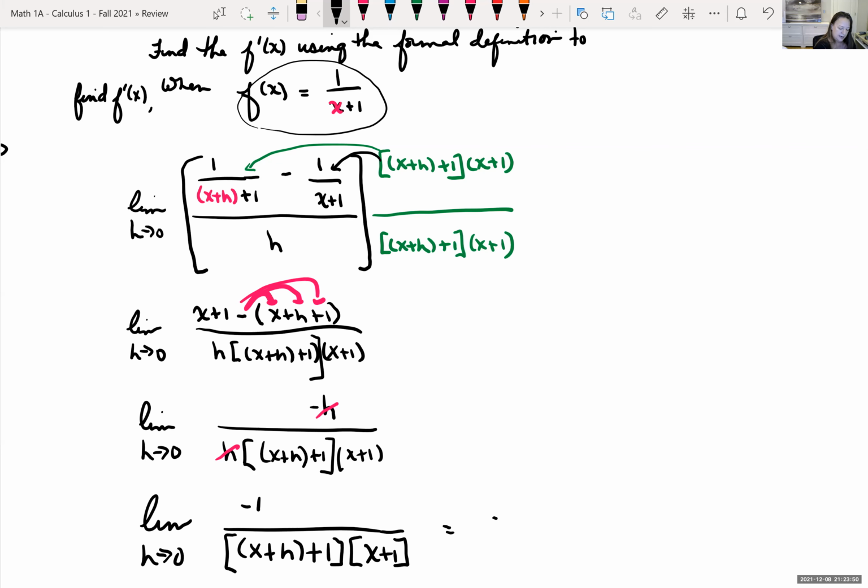And so we get negative 1 all over x plus 0 plus 1, so that's just x plus 1, all times x plus 1, so x plus 1. So I can see that the derivative function is equal to negative 1 all over... I can rewrite x plus 1 times x plus 1 as x plus 1 quantity squared.